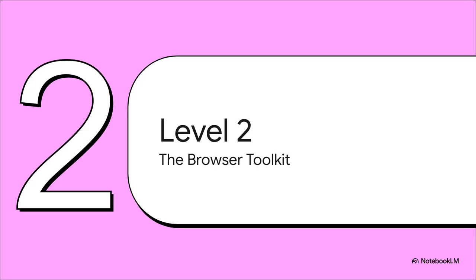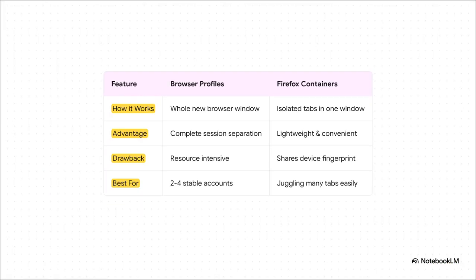Okay, let's climb up to level 2, the browser toolkit. Now, this is where we start to get a little more creative, just using the browser you probably already have installed on your computer. So here we have 2 really common workarounds, and each one has a very clear trade-off. On one hand, you've got browser profiles. These give each account its very own browser window, which is fantastic for separation. But wow, it is a memory hog. It'll slow your machine down.